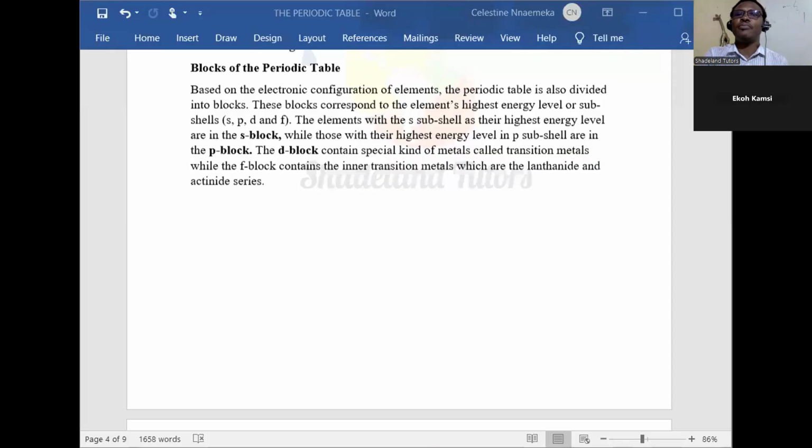Beautiful, Chibueze. 2 valence electrons and 4 shells. Excellent. You got that right. Very good. So we are going to look at blocks of the periodic table.